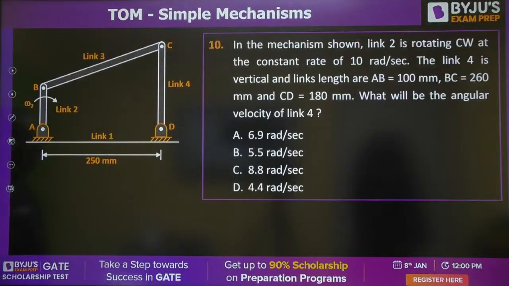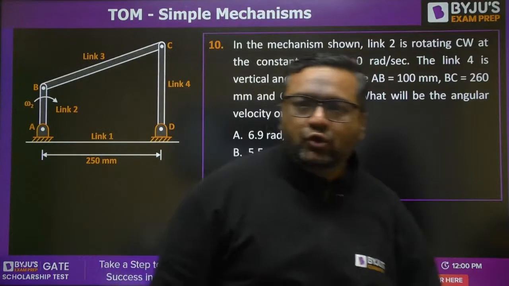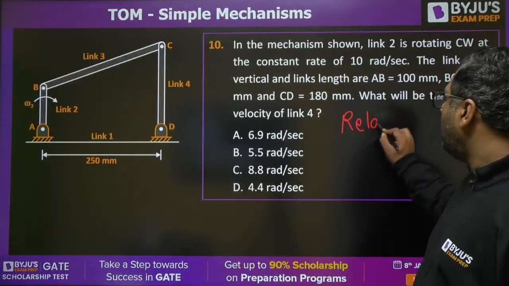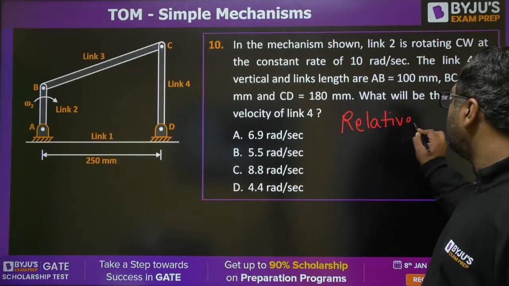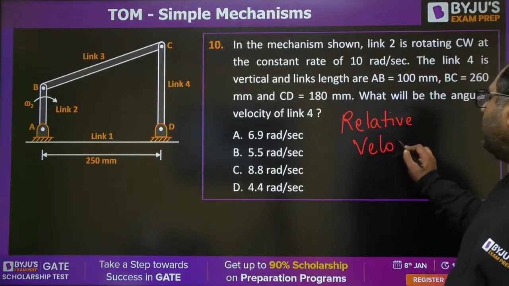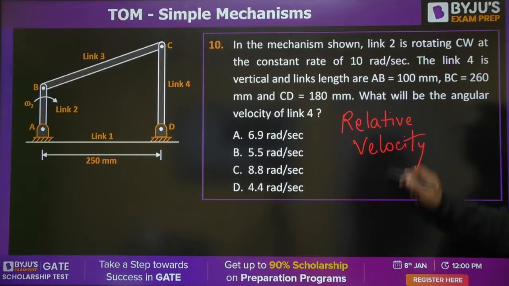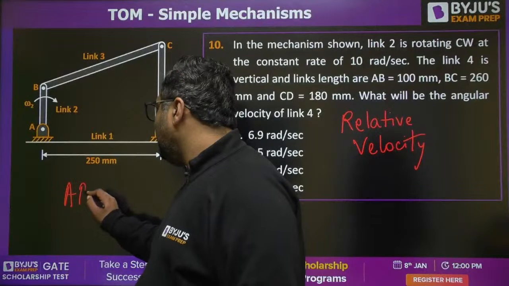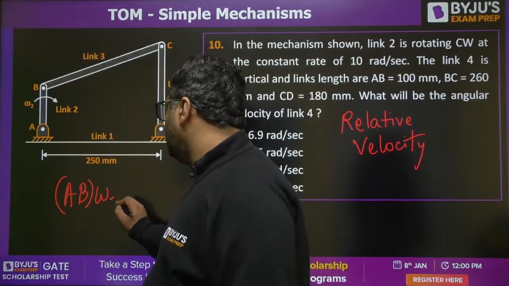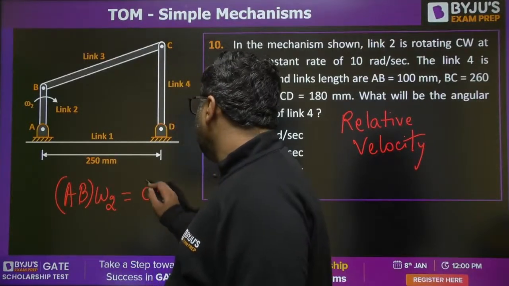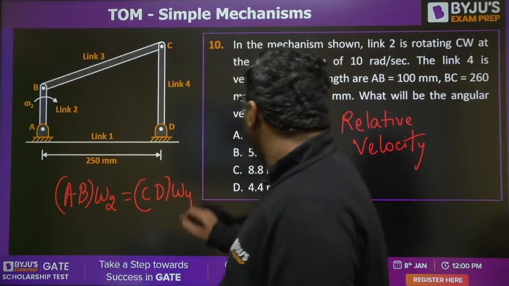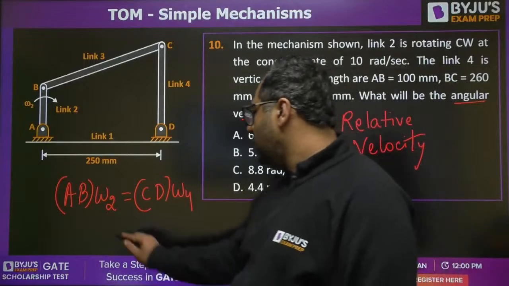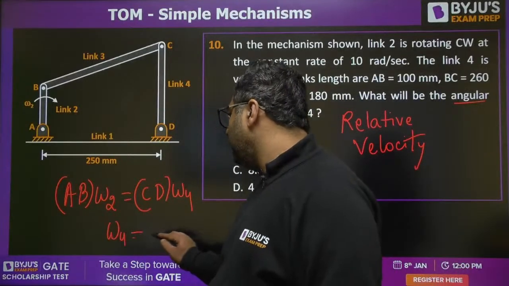Moving to question number 10, this is the relative velocity. So you can say I am taking one question of each type. Here you will apply the relative velocity approach. That is AB into omega 2 equals CD into omega 4. You need to find out the angular velocity of link 4, omega 4, in this.